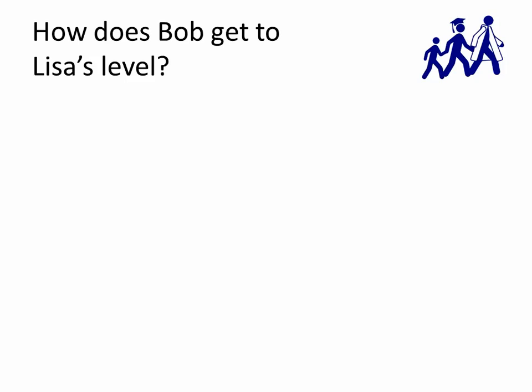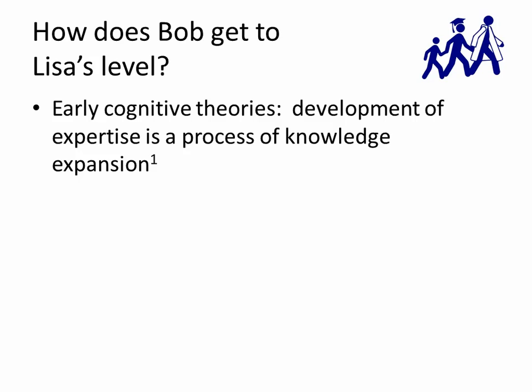So the next question is, how does someone at Bob's level get to Lisa's level? Okay, and we're going to assume that these are both good, smart students, and like Carla said, that if you probed Lisa, potentially she has that pathophysiologic knowledge in there somewhere. So earlier cognitive theories suggested that the development of expertise is a process of knowledge expansion. And so the way that you become an expert is that you learn more, you get more knowledge, and then you're able to apply that knowledge, okay?